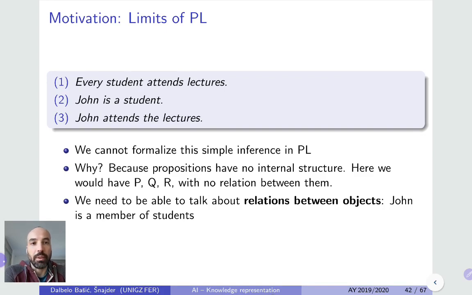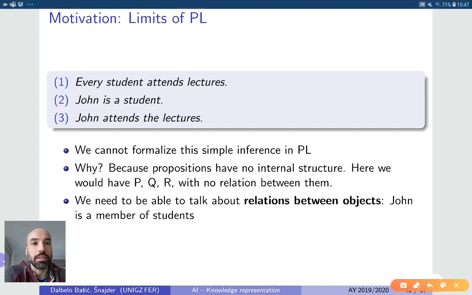To give you an example, let's look at this one. There are three statements here. The first one is every student attends lectures. Then John is a student. And from these two, I should be able to infer that John attends the lectures. And John attends the lectures should be the logical consequence of every student attends lectures and John is a student. I guess you would agree with me. But the problem here is we can't even begin to formalize this in the language of propositional logic.